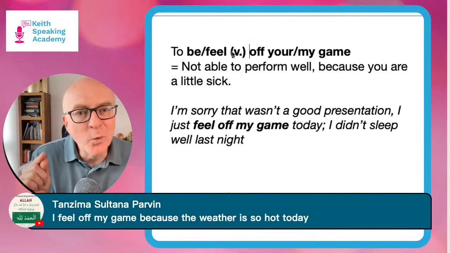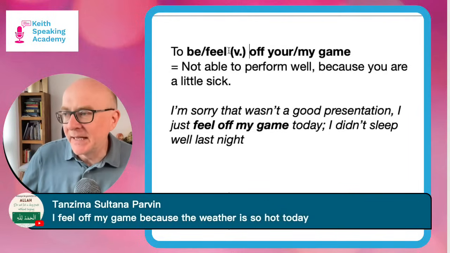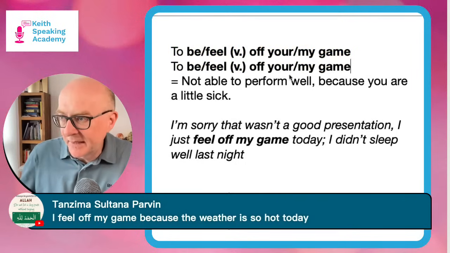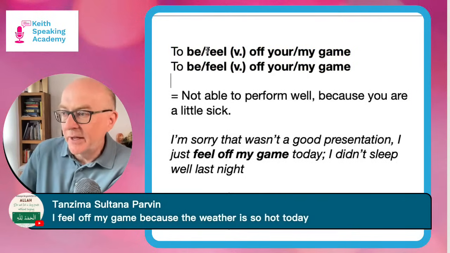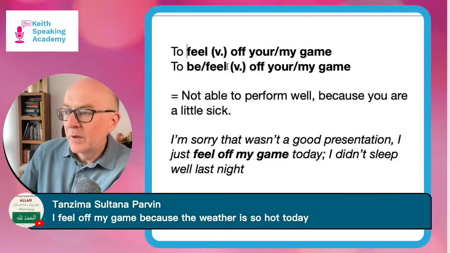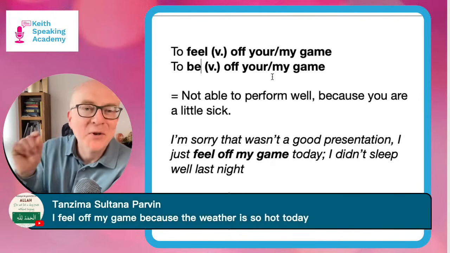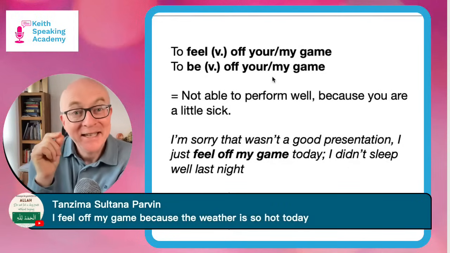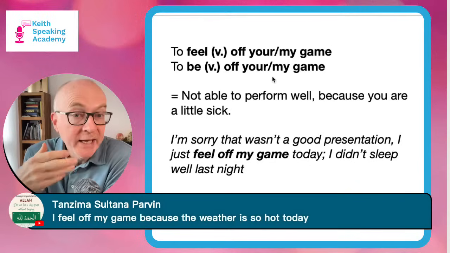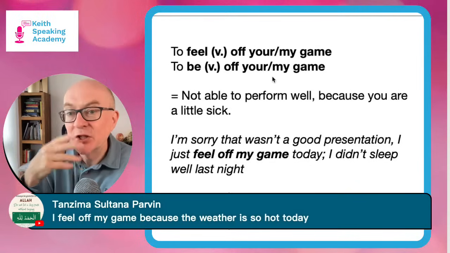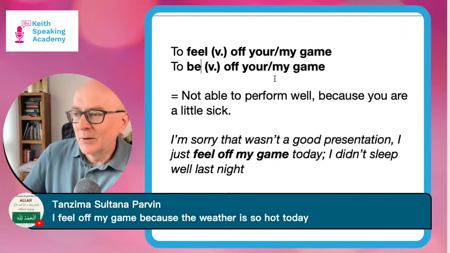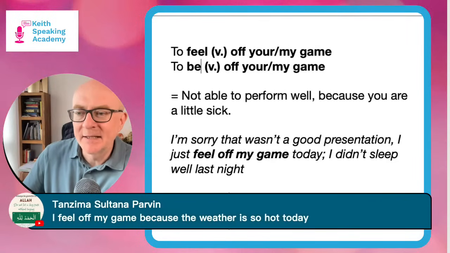I've just realized why you're saying that, because I've said am, be, and feel. Okay, let me make it much, much clearer. This is my fault. It's either to feel or to be, but not be feel. I understand why you said I'm feel, right? It's to feel off your game or my game or his game. She feels off her game. Or to be off your game. Excellent. Good.